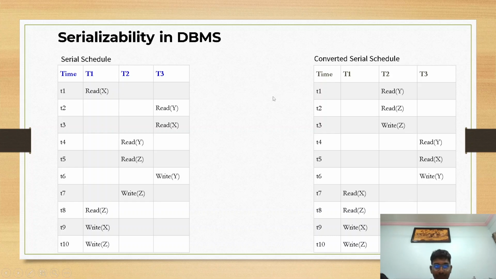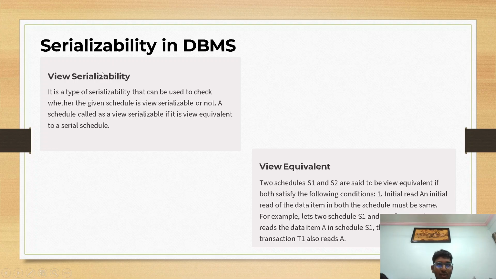Okay. Now, what is view serializability? It is a type of serializability that can be used to check whether the given schedule is view serializable or not. So now what is view equivalent? Two schedules S1 and S2 are said to be view equivalent if both satisfy the following conditions. The initial read of the data item in both schedules must be the same.